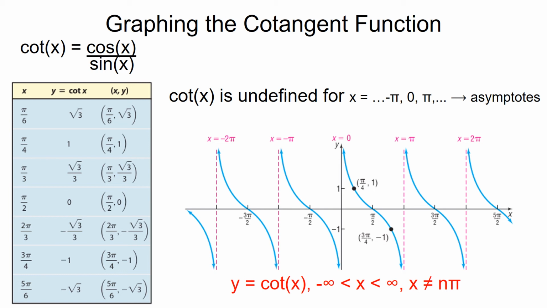We can plot these ordered pairs and, using the same kind of analysis we did for the tangent function, that is, taking the limit of the numerator and the denominator functions separately as we approach an asymptote, we can plot the cotangent function over the interval 0 to pi. And since cotangent of x is periodic with period pi, we can plot the entire thing.